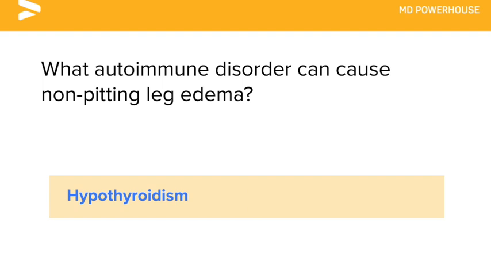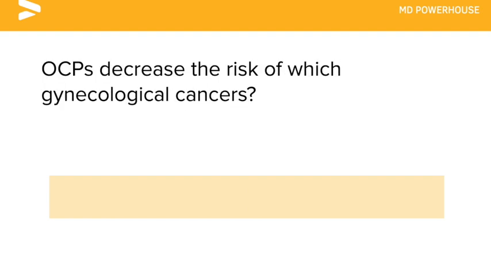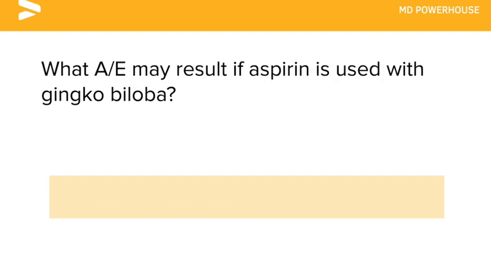Oral contraceptive pills decrease the risk of which gynecological cancers? Ovarian and endometrial cancers. What adverse effect may result if aspirin is used with ginkgo biloba? And hopefully I pronounced that correctly. But the answer is excess bleeding.